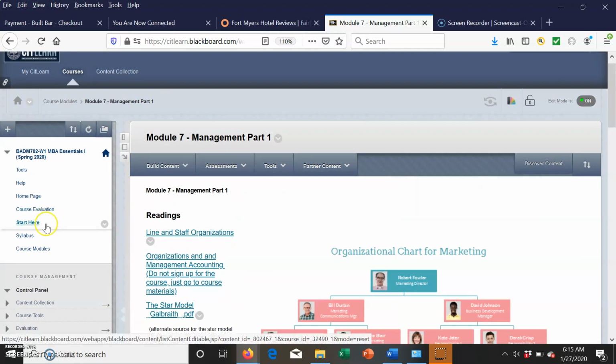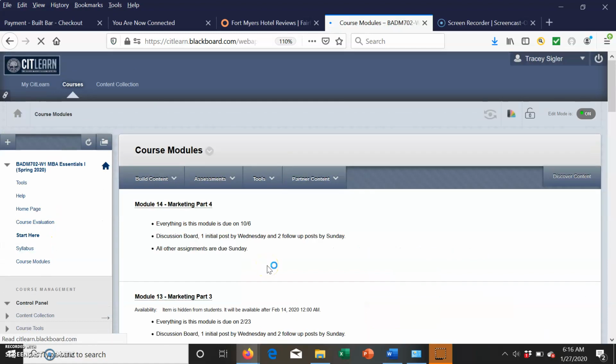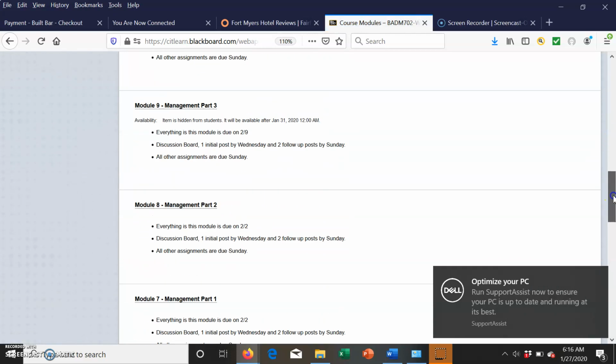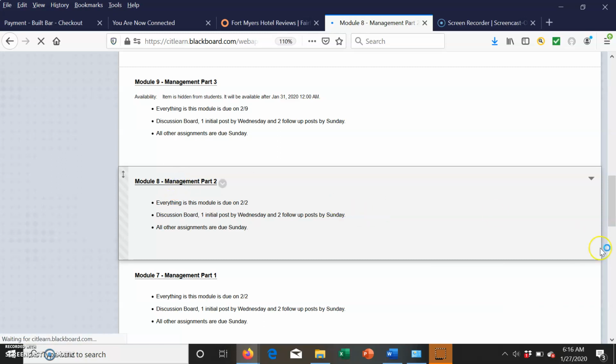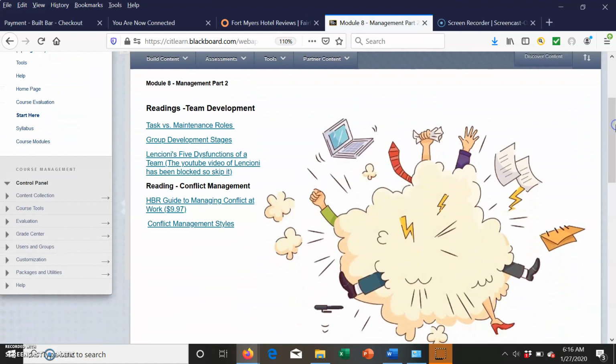So the second module for this week has us looking at teams and conflict management. So let me get there. So again, we've got some links to some teams. Teams are often messy, so that's my picture on the right side there.